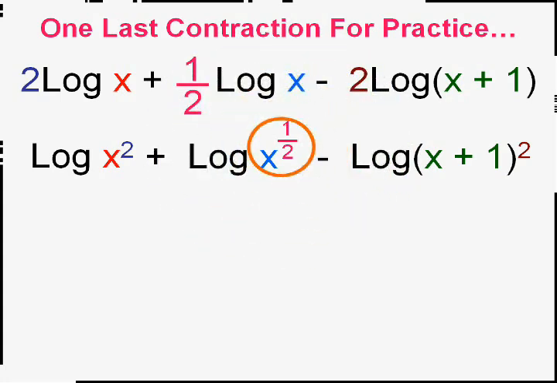Now all we're going to have to do... Excuse me, Professor Brainiac. Oh, what is x to the 1/2? Let's write that in simpler terms. X to the 1/2 is the square root of x, isn't it? So you could write it that way as well. Remember, that's a rule of exponents.